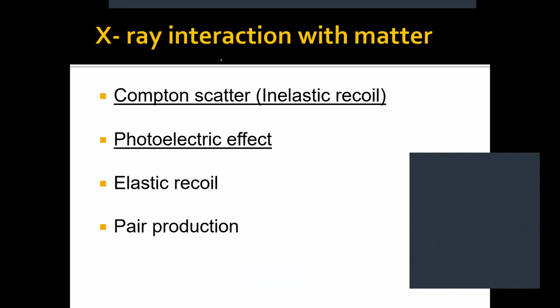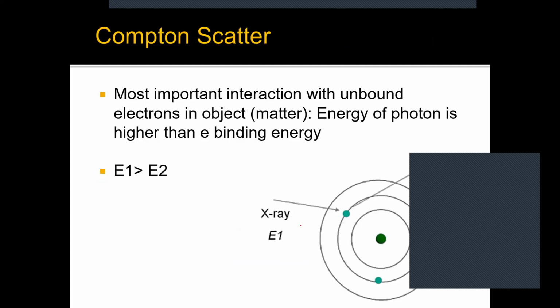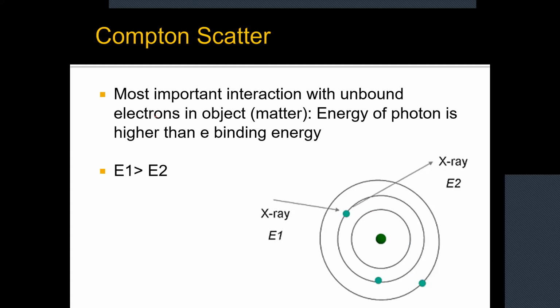All right, so here's what happens with the X-rays as they interact with different material. You have your Compton scatter and you have your photoelectric effect, which are the two main ones. You also have elastic recoil and pair production, but those really aren't as important. All right, so your first thing is your Compton scatter. Now, the key thing with a Compton scatter is that your light rays, so your X-rays, are going to interact with electrons.